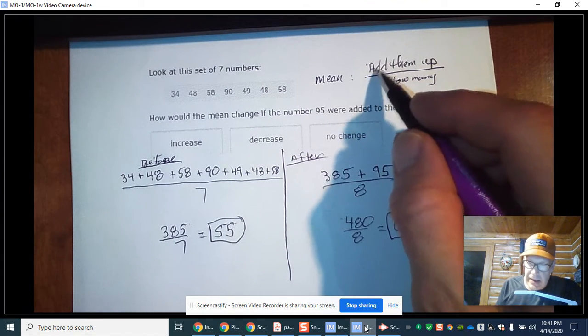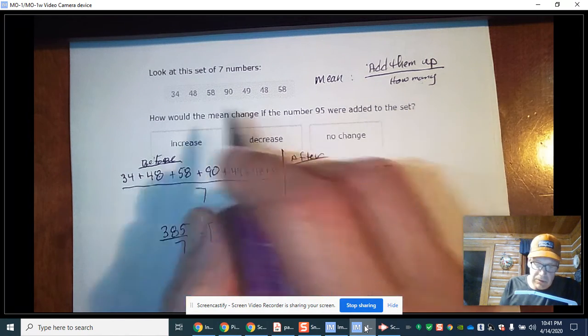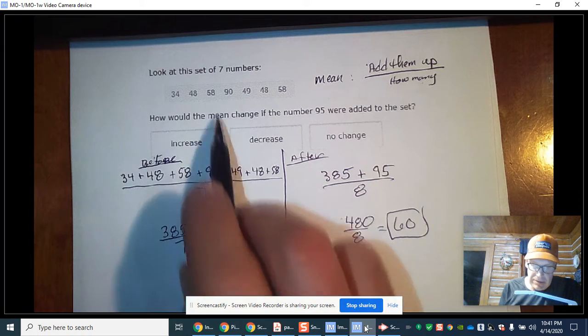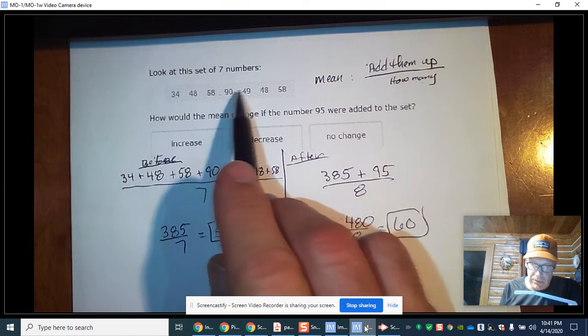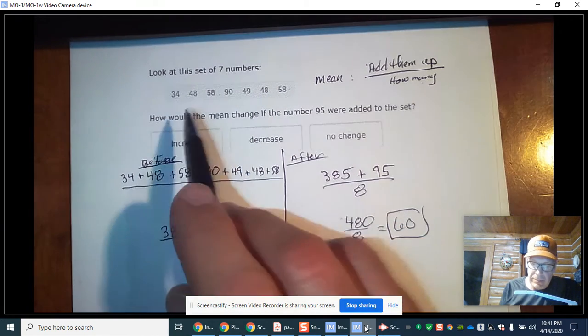All right, and the tricky one, the mean. Again, for the mean, you add them all up and divide by how many there are. So here's what I did. I added all these numbers up, just as is, and divided by 1, 2, 3, 4, 5, 6, 7. And I got 55. Then I go back up.